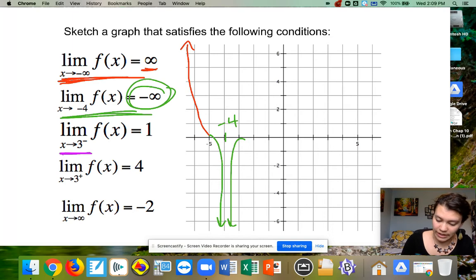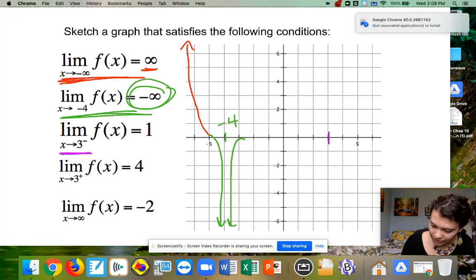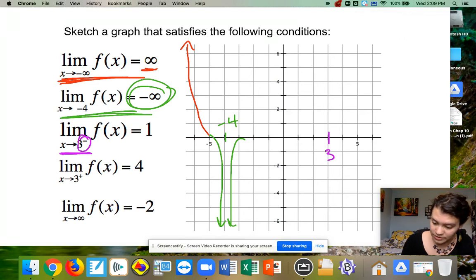All right, next we're looking at 3. So right here at 3, from the left-hand side, we want to be at 1. So right here, we want to be at 1. So then connect somehow. Again, doesn't really matter how you connect.